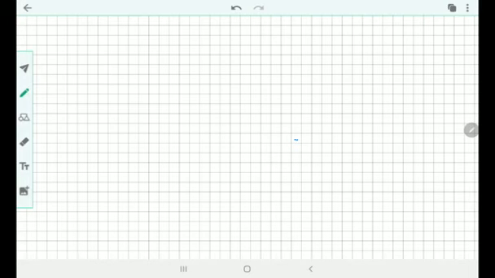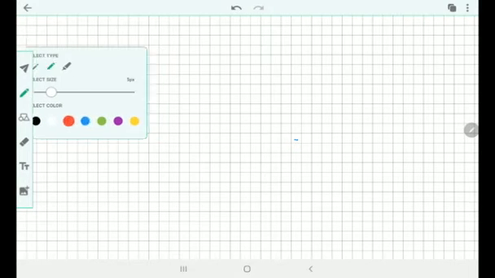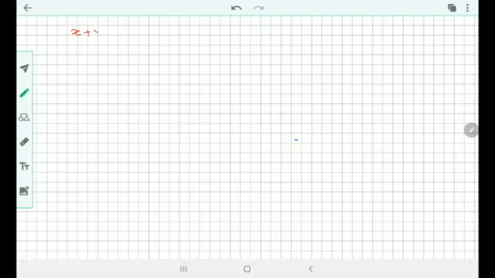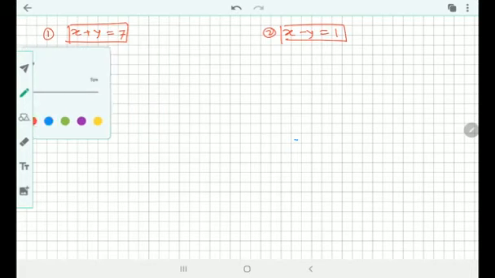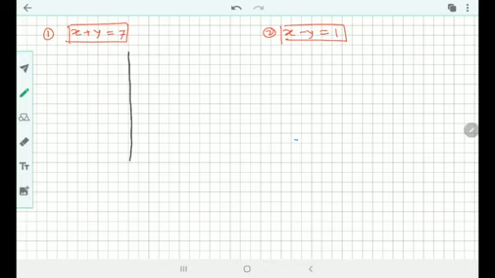So what were the equations? The equations were x plus y is equal to 7 as equation number 1, and x minus y is equal to 1 as equation number 2. Let me draw the graph of these two equations. It's easy, and you can even try before I do.